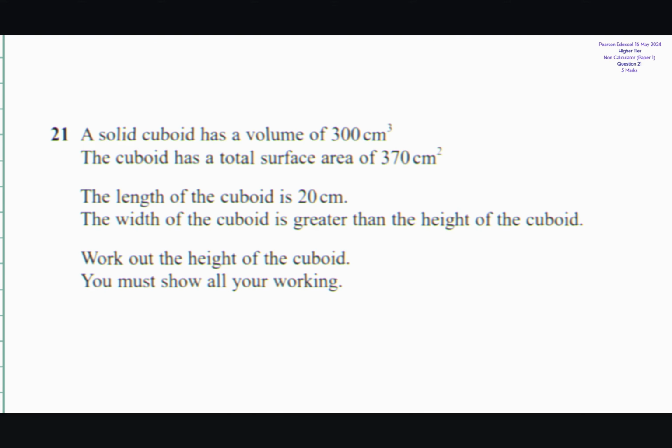First of all, let's underline what we know. We know that this is a cuboid, meaning that we can't assume that length, width, and height are going to be the same, which we could do for a cube. It has a volume of 300 and a total surface area of 370. The length is 20 centimeters. The width is greater than the height. And this question is asking us to work out the height. All right, have a go at it yourself. Pause the video.